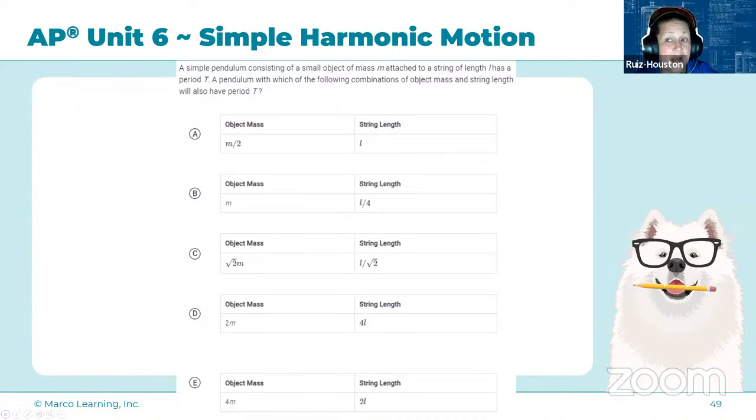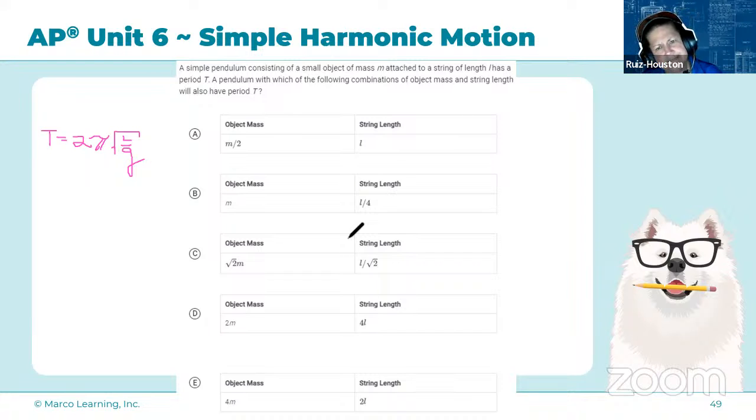Okay, we're looking at object's mass and string length for a pendulum. So since it's object mass and string length, don't we need to know the period of a pendulum? And we just copy it straight off our equation sheet. So it has a simple mass at the bottom, string length is L, period is T. Which of the following combinations of mass and string length will also have a period T? Okay, so what do you think?